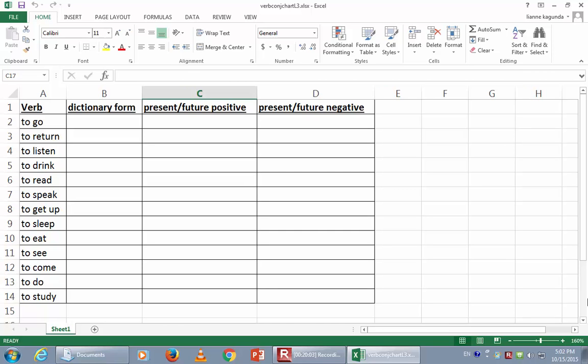Hanasu. To speak, as in Nihongo or Eigo. Hanasu, to speak. Neru. Sleep. Yeah. To study. To study. Thank you. Yomu. To read. Right. Miru. To see or look at or watch. Yes, it's any of those three meanings. Japanese doesn't differentiate those the way we do.